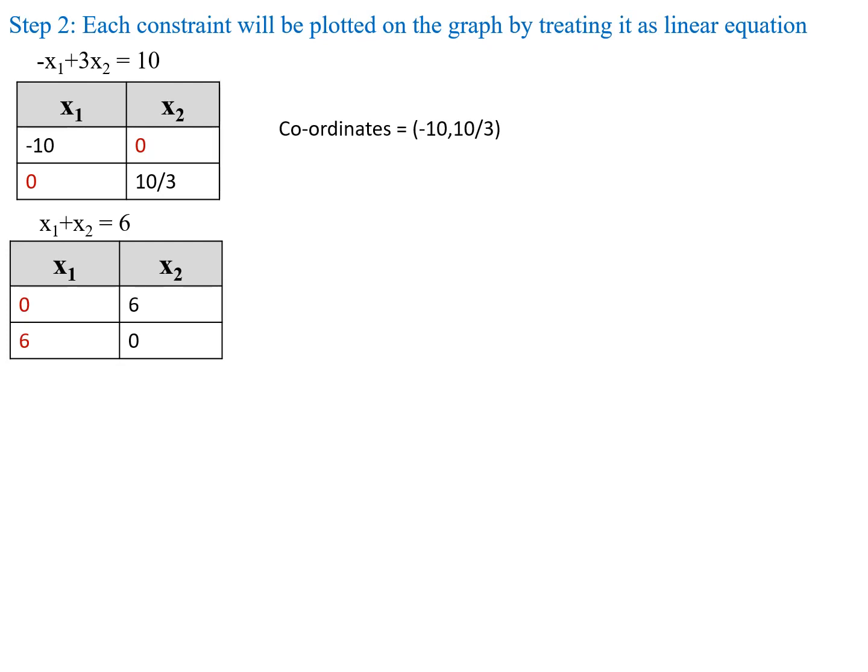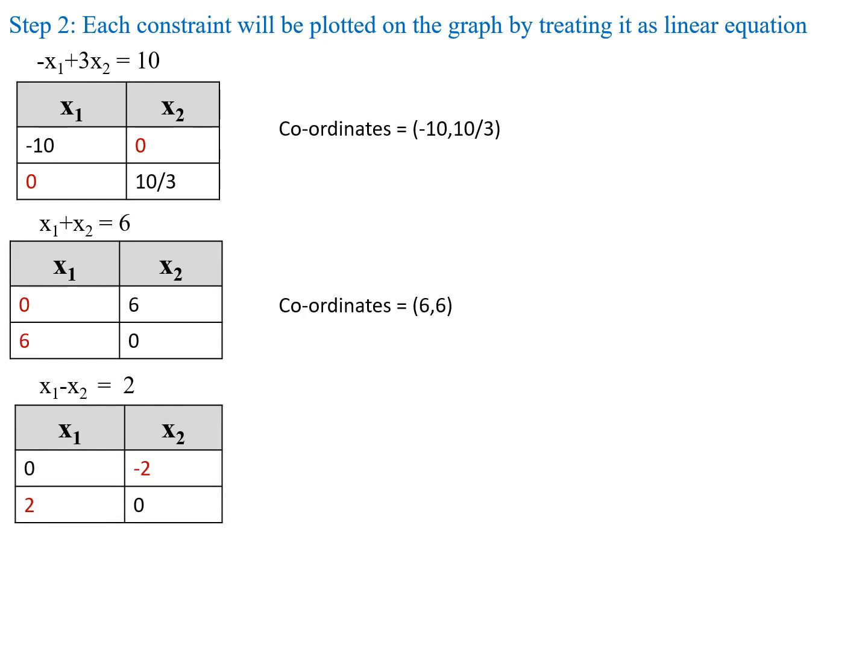Next constraint equation is x1 plus x2 equal to 6. Here assume x2 equal to 0 and substitute in the above equation. Then we will get x1 equal to 6. Similarly, assume x1 equal to 0 and substitute in the above equation. We will get the x2 value as 6, and coordinates for the second constraint equation are 6 comma 6.